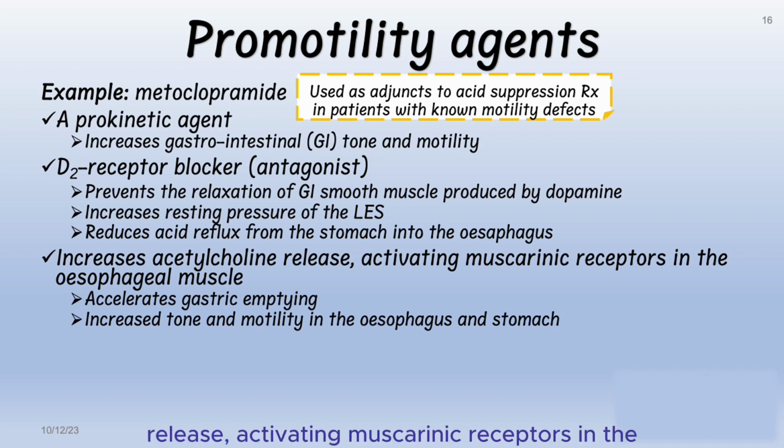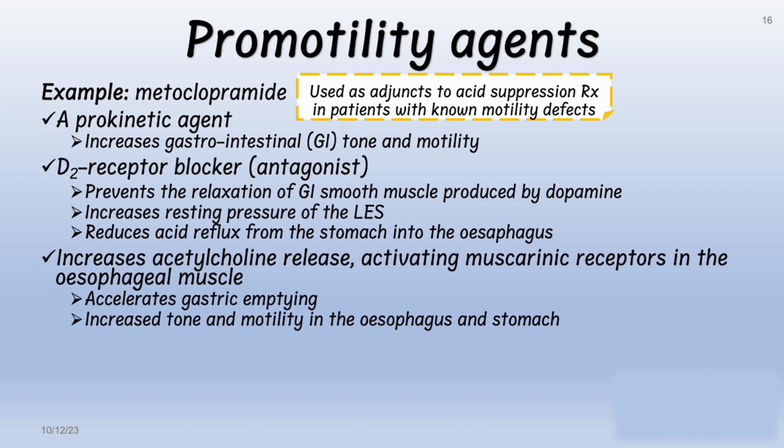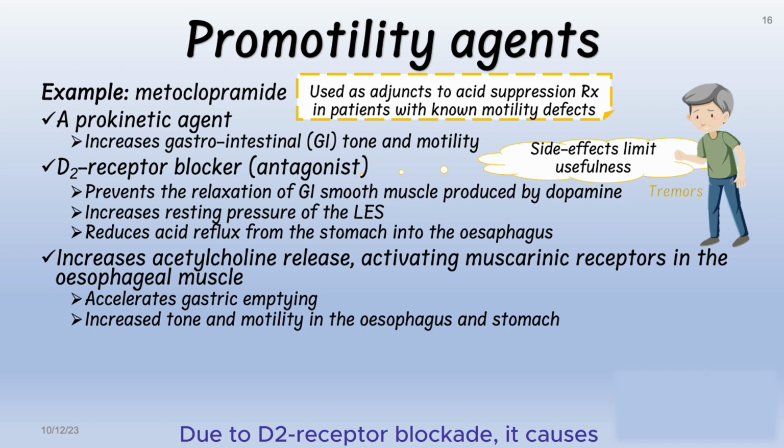Metoclopramide furthermore increases acetylcholine release, activating muscarinic receptors in the esophageal muscle. This leads to accelerated gastric emptying and an increased tone and motility in the esophagus and stomach. Due to D2 receptor blockade, it causes extrapyramidal side effects, which include Parkinson-like symptoms, including involuntary movements or tremors, and stiff facial muscles.